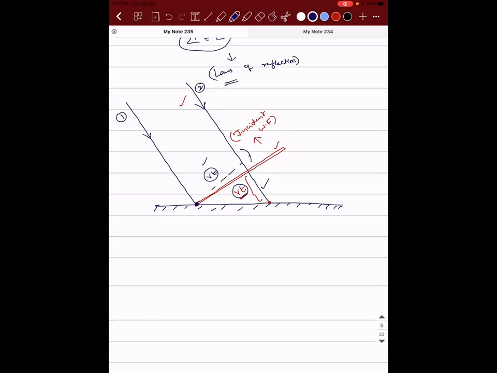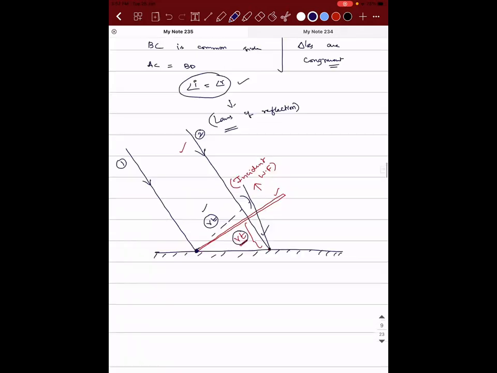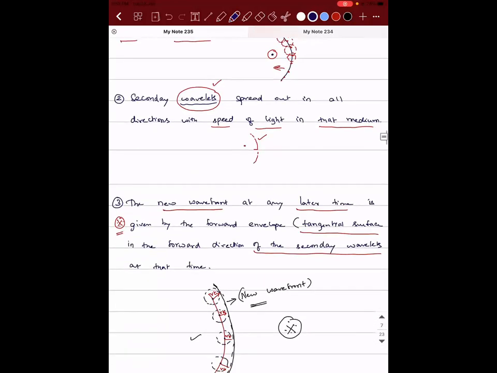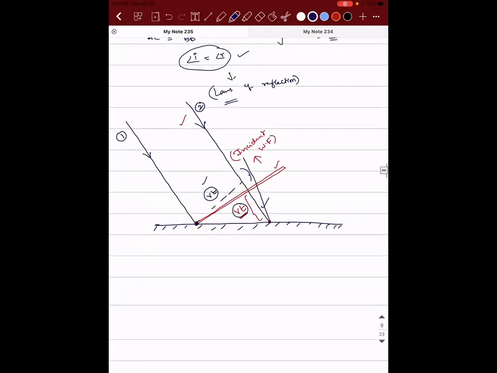From the second point of incidence, if I draw a surface tangential to the wavelet, what will I get? According to the third principle of Huygens, a tangent drawn to the wavelet gives us the new wavefront. So you get a new wavefront, and that new wavefront is called the reflected wavefront.